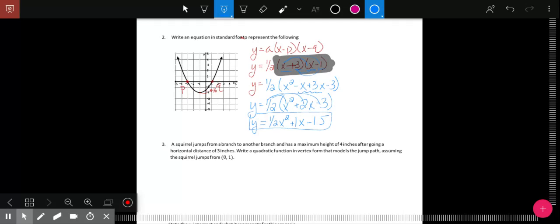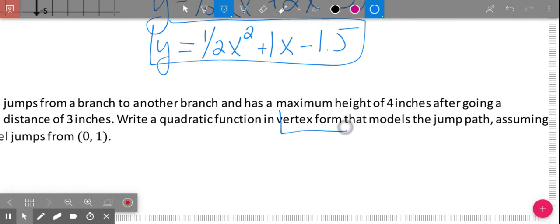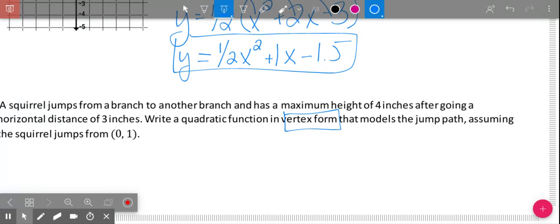The next one, number 3, says a squirrel jumps from a branch to another branch and has a max height of 4 inches after going a horizontal distance of 3 inches. Write a quadratic function in vertex form. Ooh, we're switching back to vertex form, guys. That models the jump path, assuming the squirrel jumps from 0, 1. So we're going to start with a little picture.